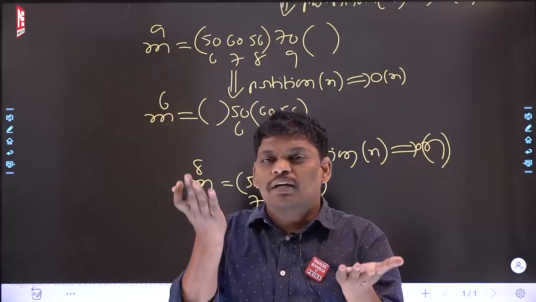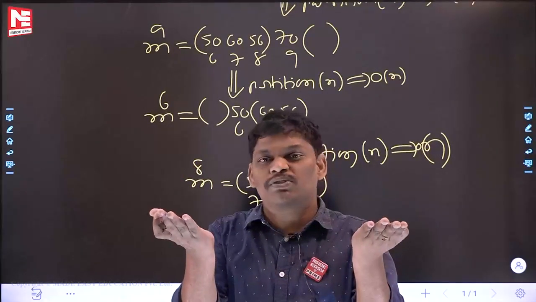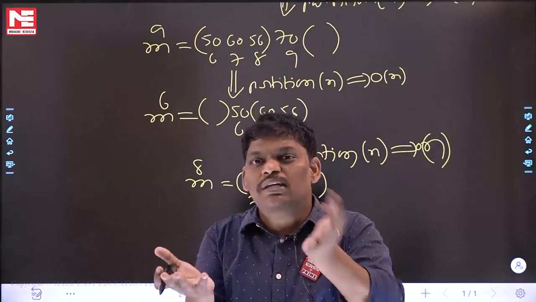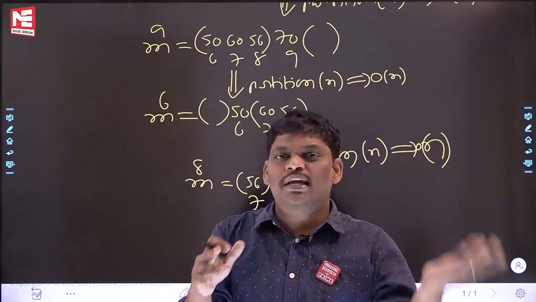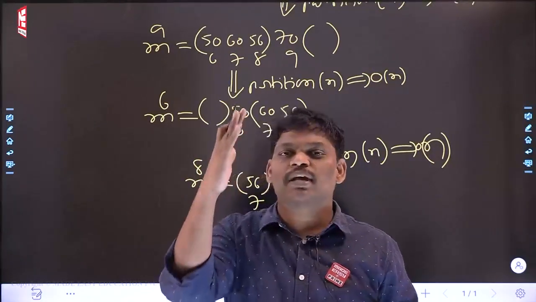Can you help me now? The partition algorithm divides the given array into two parts, that is okay. But are you going to both sides or one side? One side only, either left or right. It is something like binary search.